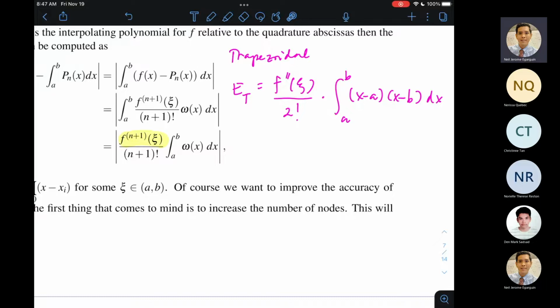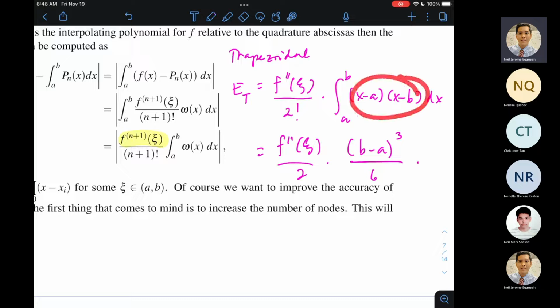Okay. So, ito yung error sa trapezoidal rule. And if you will be patient enough to evaluate this, I think you'll get f double prime of c all over 2 times b minus a cubed all over 6. Okay. Now, because you'll just need to multiply out x minus a and x minus b, you'll get a quadratic polynomial, then you integrate it, you plug in a and b, that's fine, okay? So that's how we calculate the error for the basic trapezoidal rule.